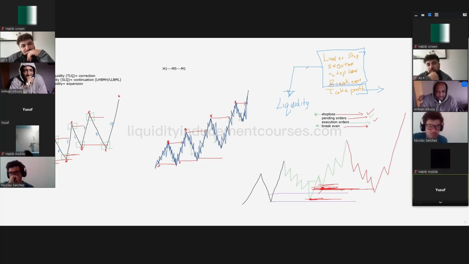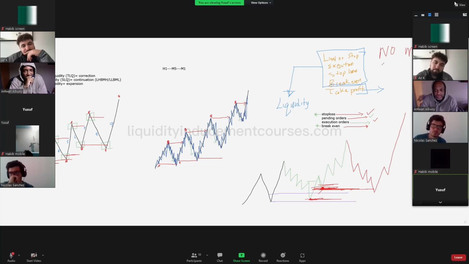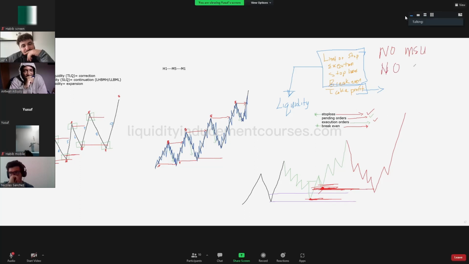We said no MSU, no trade, right? Is that not what we said? So even with you having structural liquidity, it is not enough for you to jump into any trade. It's just a level for you to pay attention to. And once there is an MSU following through, that's where you have your trade. Does it make sense? Good.